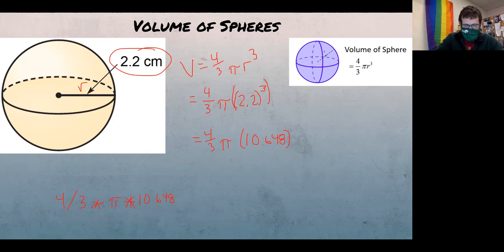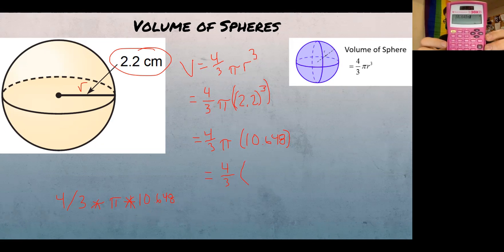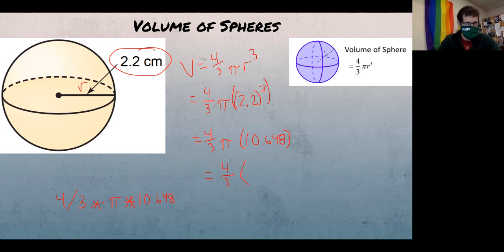But maybe you decide you just want to do 10.648 times pi. So if I do that, we'll get 10.648. I have the pi button right here, and I actually don't even have to put multiply. I can just do that, and it'll still give me my answer, which is 33.4517.